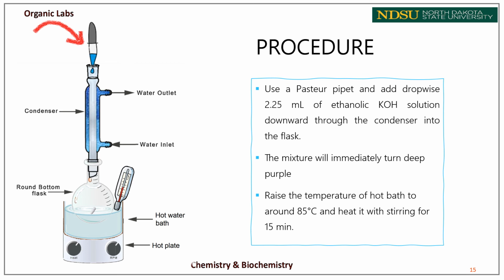Use a Pasteur pipette and add dropwise 2.25 ml of ethanolic potassium hydroxide solution downward through the condenser into the flask. The mixture will immediately turn deep purple, which shows that the reaction takes place very fast. Raise the temperature of the hot bath to around 85 Celsius and heat it with stirring for 15 minutes. As a reminder, never insert a thermometer on top of the condenser or else the flow of the vapor is blocked, and this may cause an unexpected vapor pressure buildup in the system.